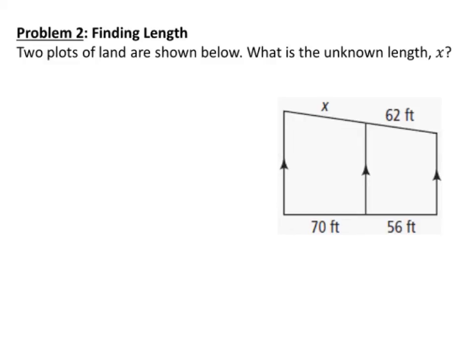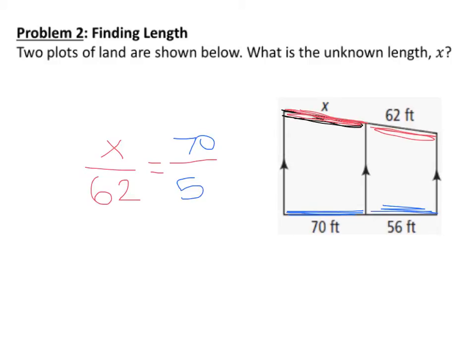Okay, so 2 plots of land are shown. What is the unknown length x? So we're looking for this length over here. So we're going to do the same kind of setup. So whatever order you go in, you have to go in the same order when setting up your proportions. So I'm going to start with the long side on the top, x, over the short side on the top. So then I need the long side on the bottom over the short side on the bottom. So long, short, long, short.